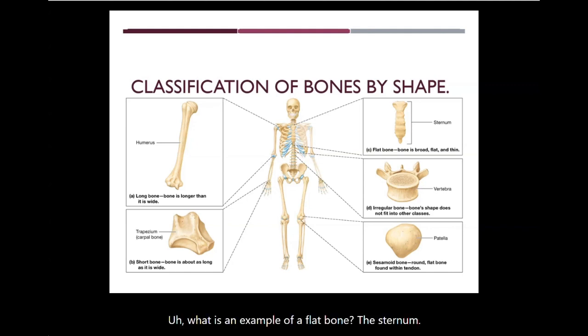And then we have flat bones. What is an example of a flat bone? The sternum, it looks like a tie, right? It's right here. It looks like a tie. And the sternum, it's important.